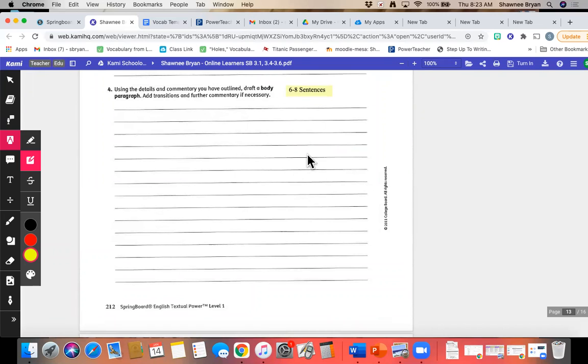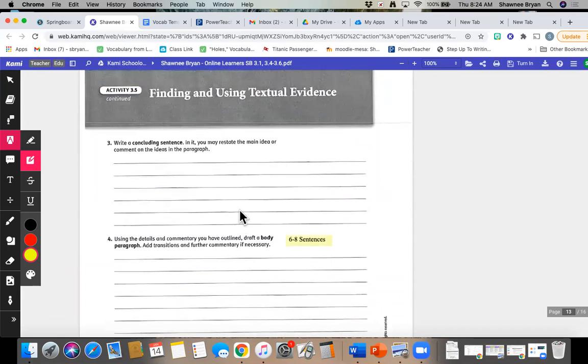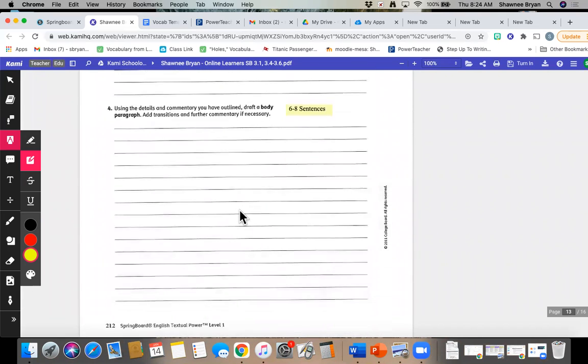So if you are talking about a specific incident that occurred with Walter at school, you're going to explain the incident, explain the teacher's reaction, and kind of explain why it occurred overall. Remember that this is a body paragraph, so you should have transitions like first, then, after. And that will be the end of 3.5.